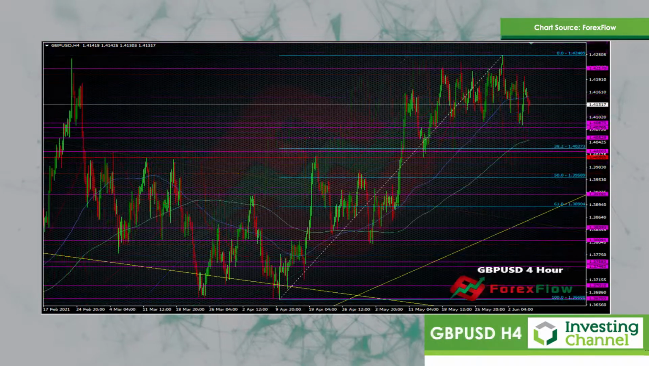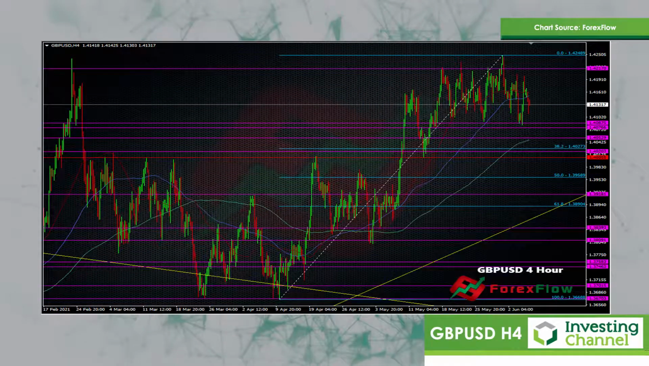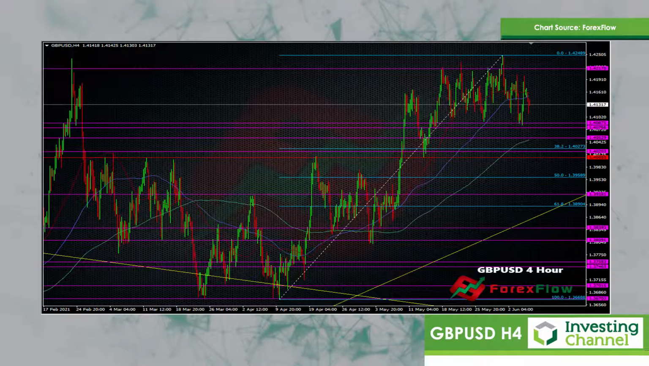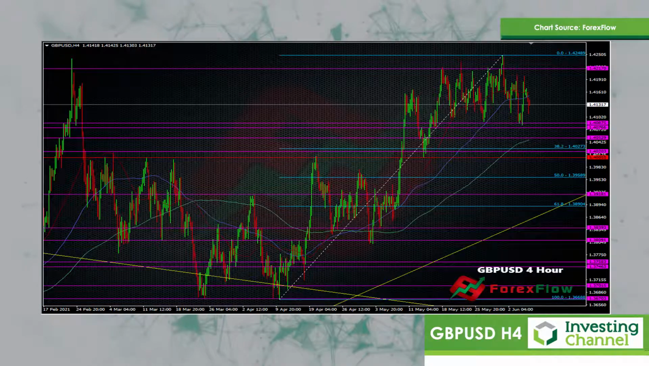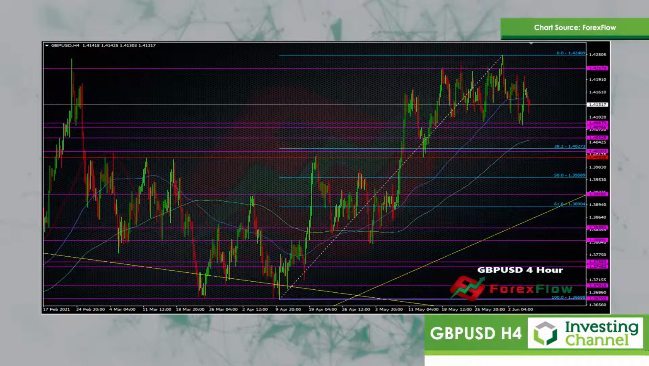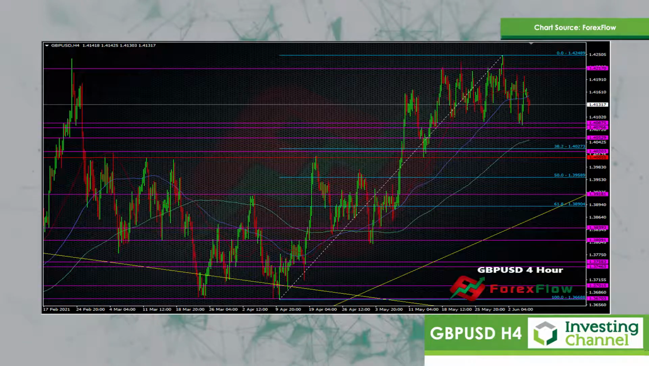Next pair we're going to move on to quickly is cable, or the pound versus the dollar. Again, it's pretty much all about the big figures here, 141 to 142. Above 142, we get this area into 142.20. Again, one of these small extension areas. Get above there, then perhaps we get to look at the highs up towards that 142.45, 50 area.